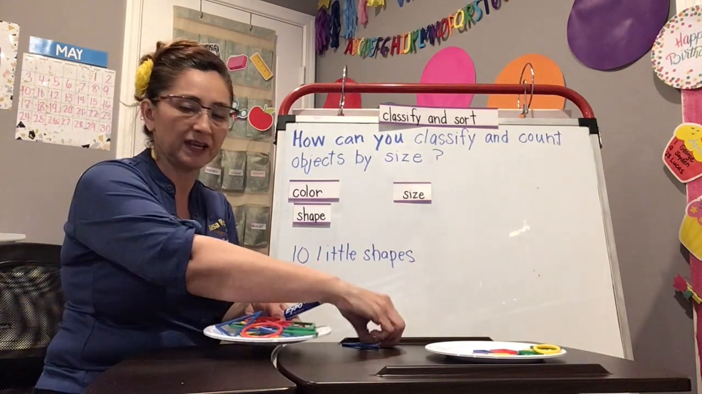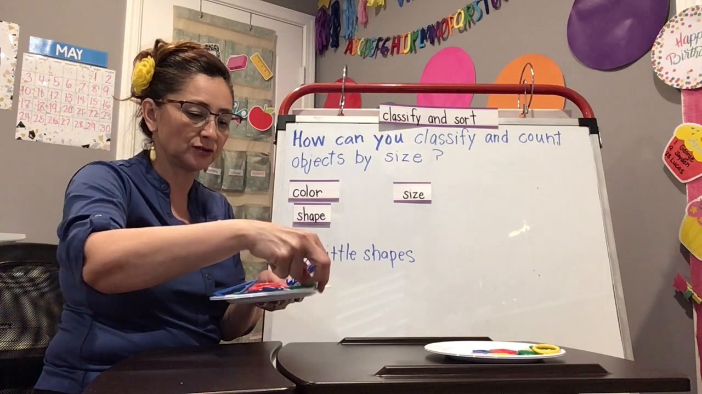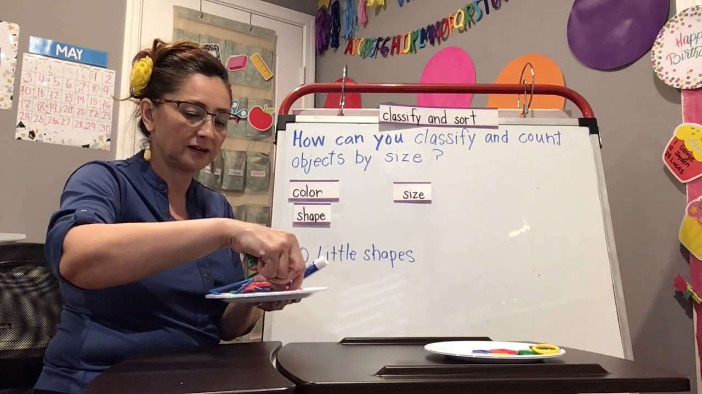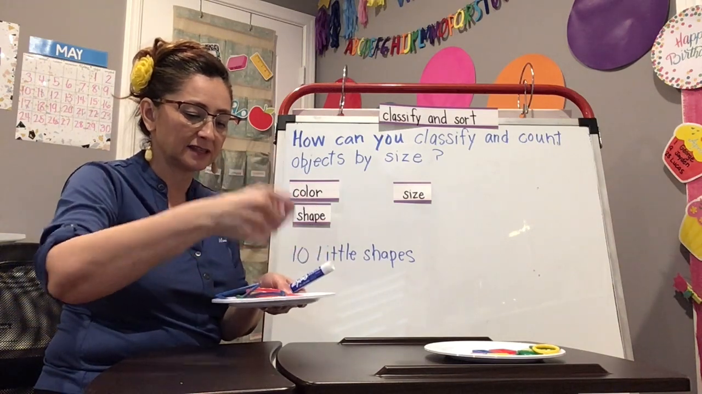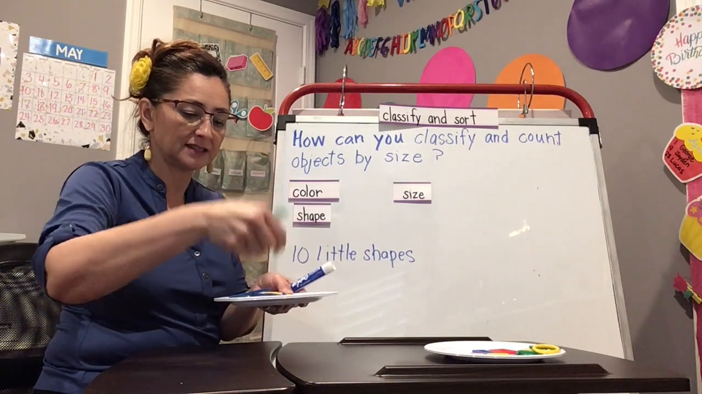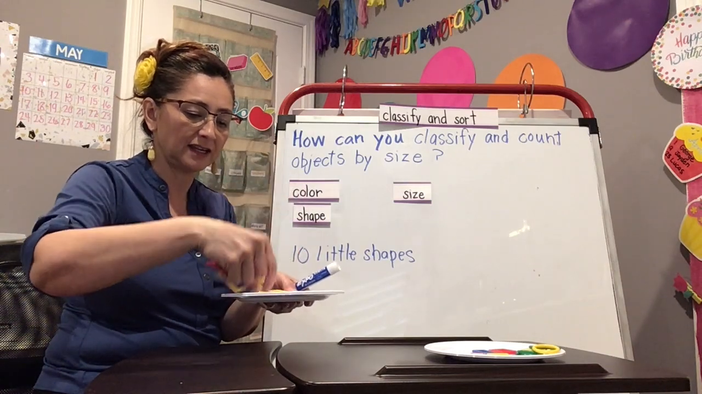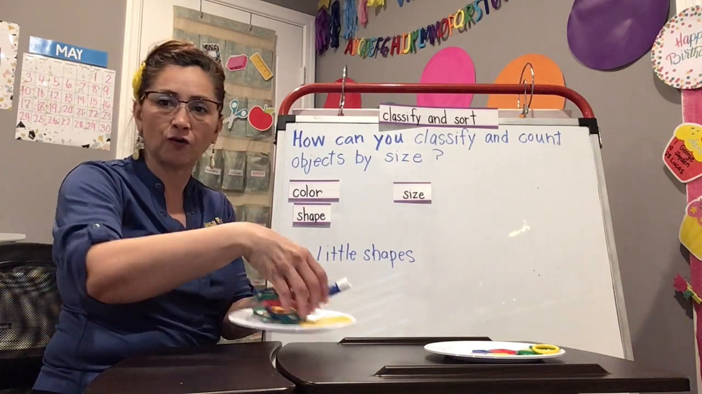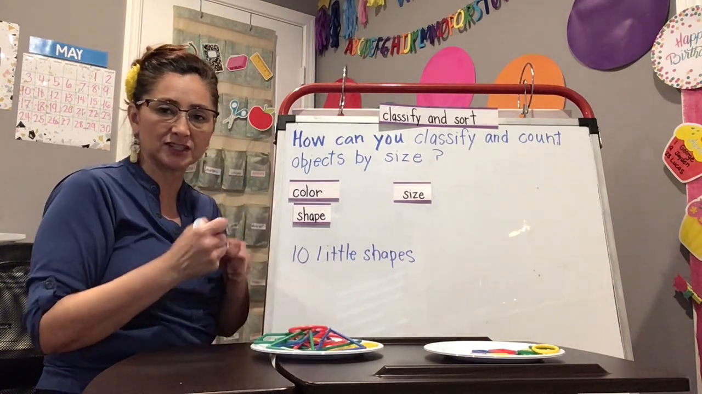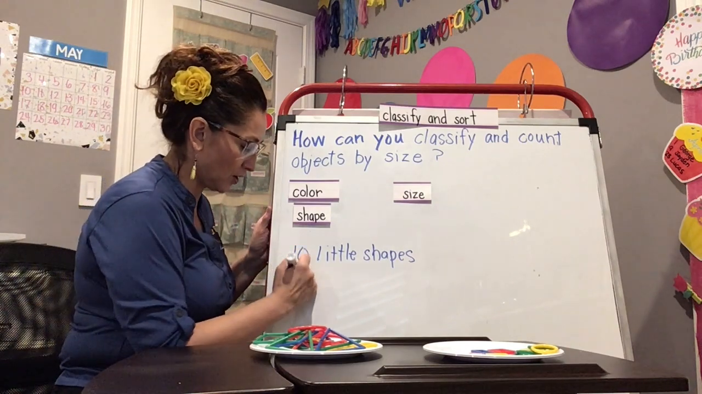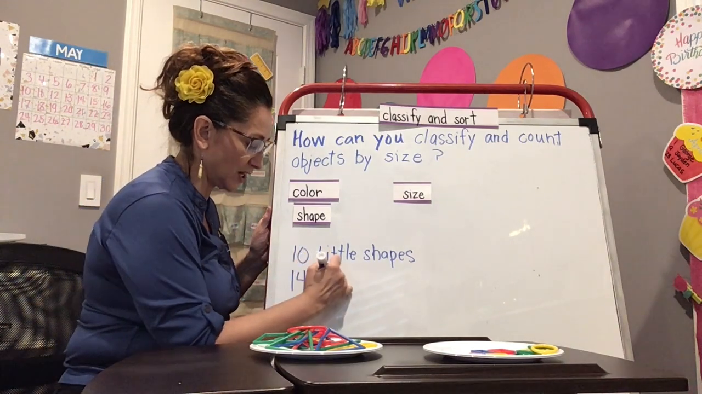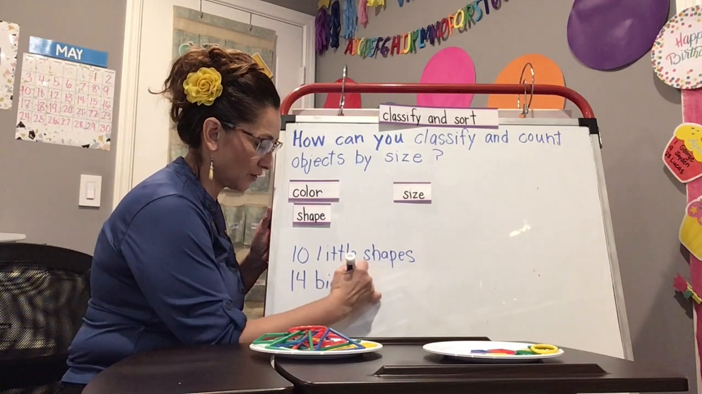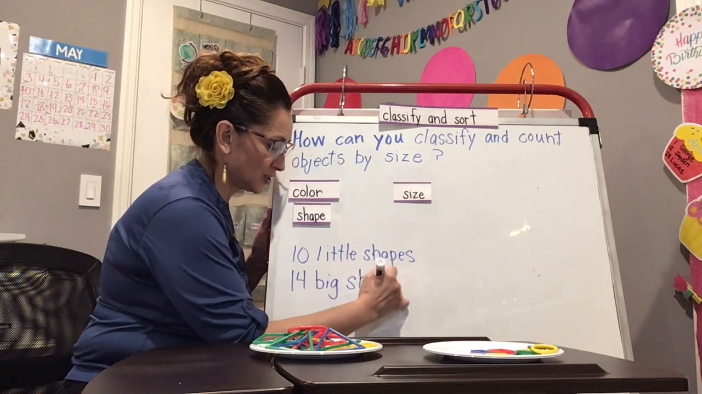And then I could count my big shapes. Let me see how many big ones I have. 1, 2, 3, 4, 5, 6, 7, 8, 9, 10, 11, 12, 13, 14. Whoa, that's a lot of shapes. 14 big shapes.